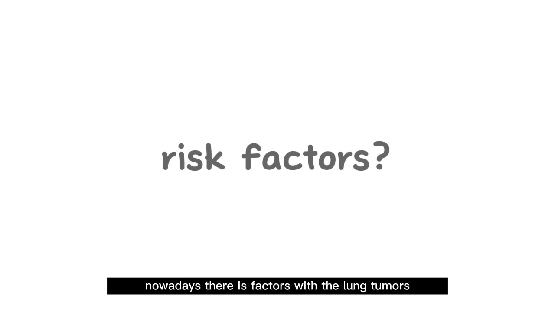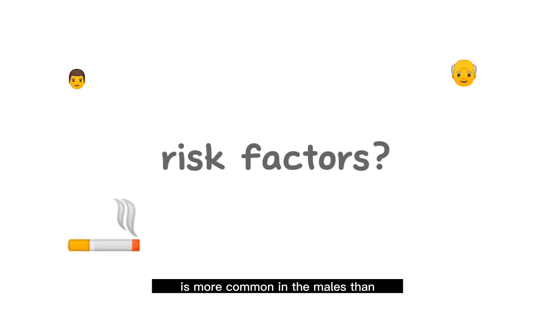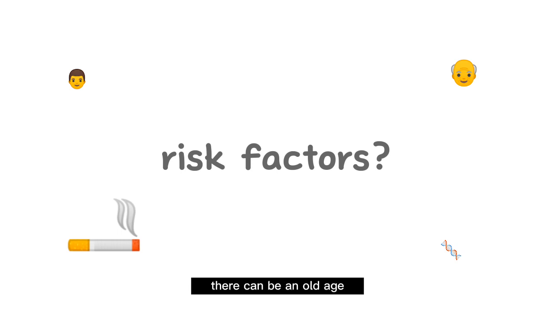Now what are the risk factors for lung tumors? So first of all, it's more common in males. Then smoking history, old age, airflow obstruction, genetics, and occupational exposure, in which, for example, the person may be exposed to asbestos or other radioactive components, then TB, family history, then the diet. So all of these can be risk factors for lung tumors.